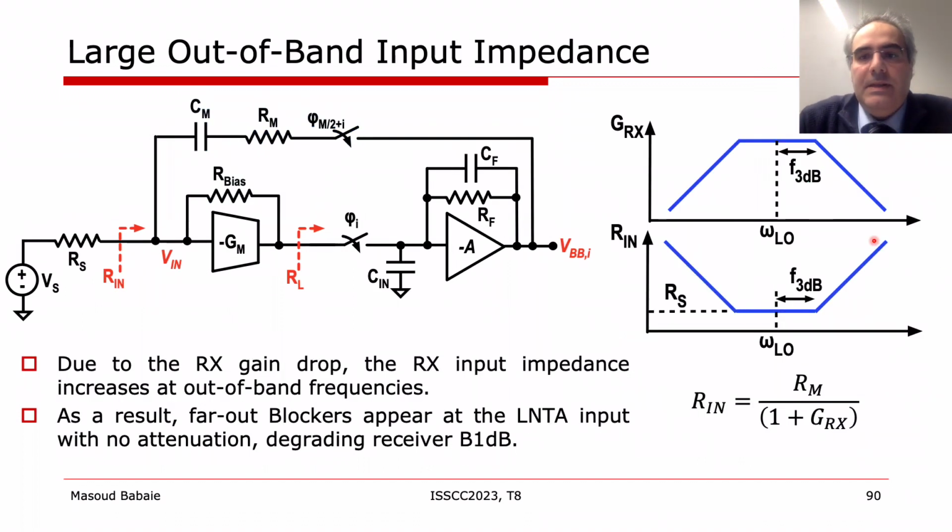Due to the receiver selectivity, the receiver gain drops outside the desired band. Consequently, the receiver's input impedance increases at the out-of-band frequencies, since it is inversely proportional to the receiver gain. As a result, far-out blockers appear at the LNTA input almost with no attenuation, thus degrading the receiver's out-of-band linearity and 1 dB blocker compression point.